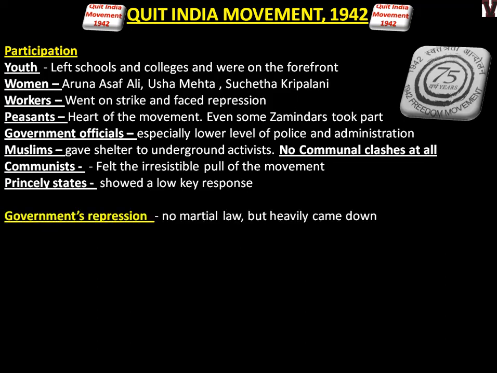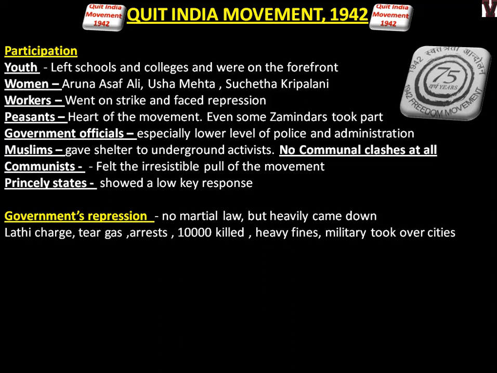Government's repression. So what did the government do? They did not put any law like Viceroy's rule or martial law, but they obviously came down heavily with their usual lathi charge or armed forces, tear gas, arrests. 10,000 people were killed. If you remember, last time 25,000 people were arrested for individual Satyagraha. Even before that, in the civil disobedience movement, I think 90,000 people were injured. So see the amount of people who are participating in the movement. It is very huge. Heavy fines were there. Obviously the press and all would be banned. Military took over cities.